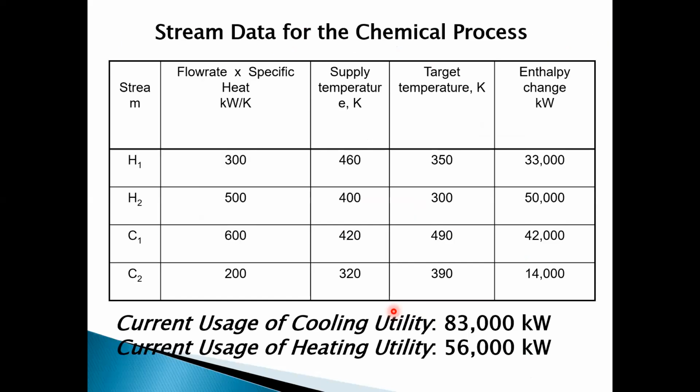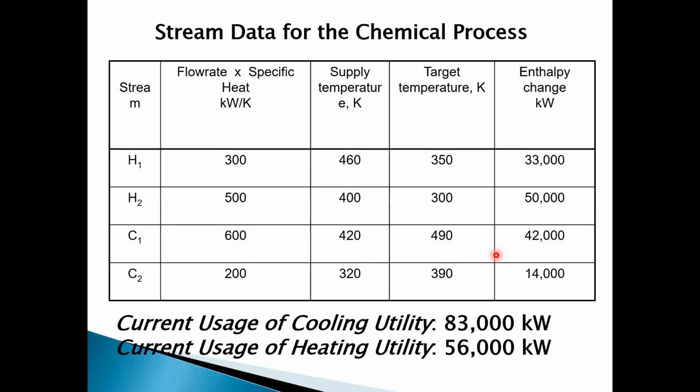So currently, I need 83 megawatts for cooling, 56 megawatts for heating. After tabulation, first you need to tabulate all the streams from supply to target with heat capacity flow rate, and find the enthalpy. This is currently the situation. Can I reduce it more? I need to find the energy target. See what the new energy target will be. So we need to set the energy target.